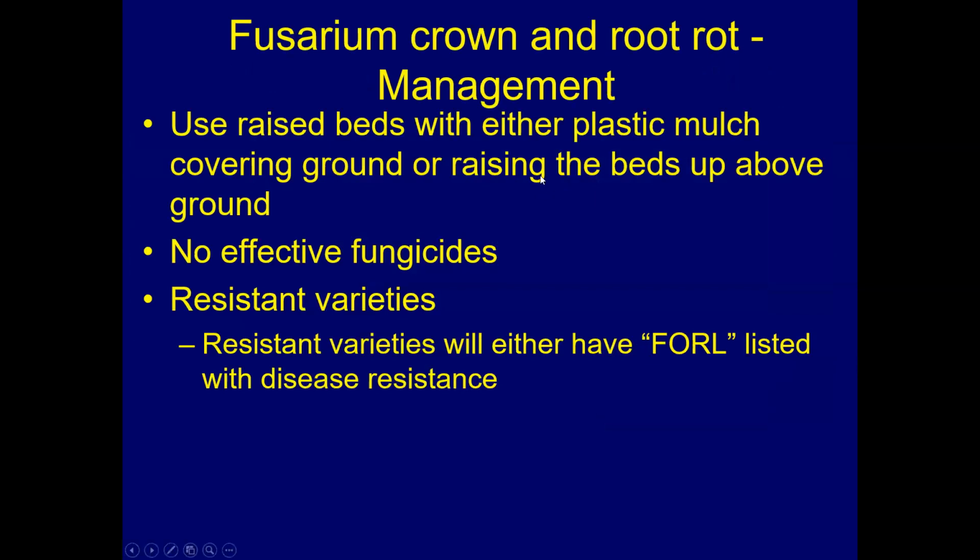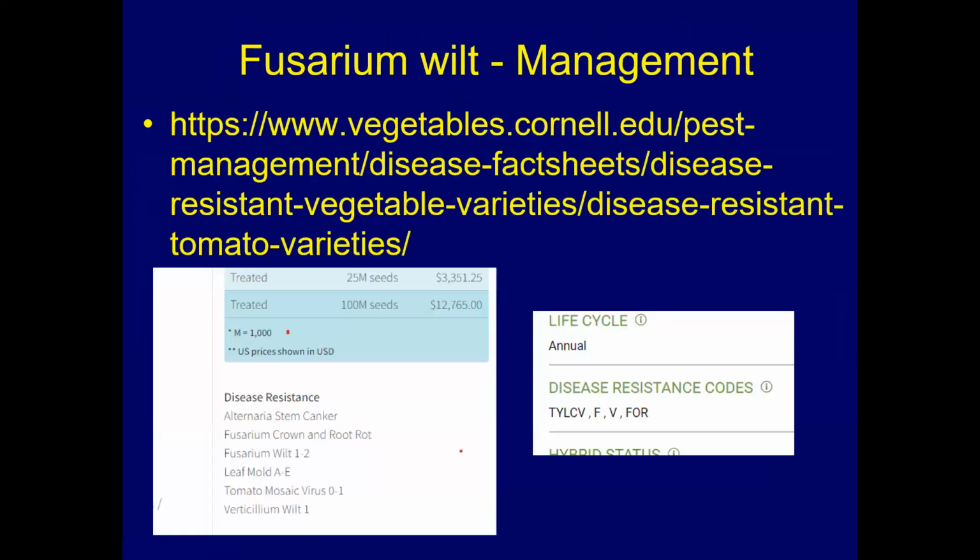To manage Fusarium crown and root rot, again, use raised beds with either plastic mulch covering the ground or raising the beds up above ground. There are also no effective fungicides. There are some resistant tomato varieties available, and they will have either FORL listed, or it will be spelled out like I showed you before on that other, let me go back. Like here, this variety is also resistant to Fusarium crown and root rot.